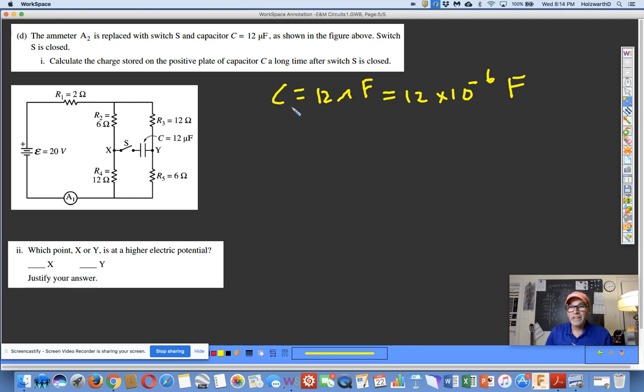Oh, and I guess it would be helpful to read. But having said that, calculate the charge stored on the positive plate of the capacitor a long time after the switch is closed.